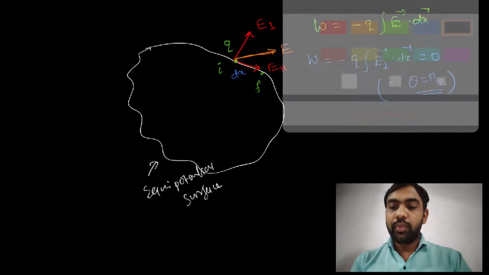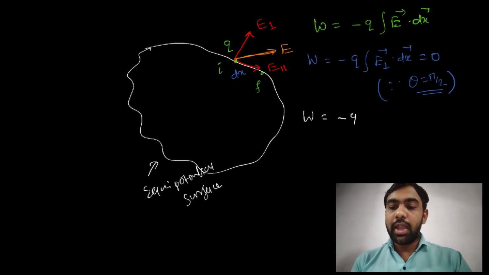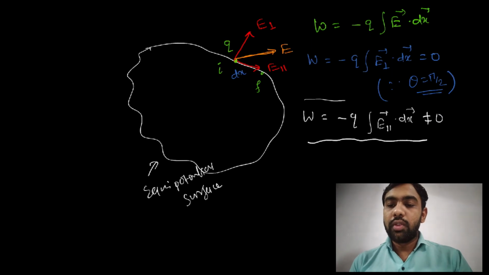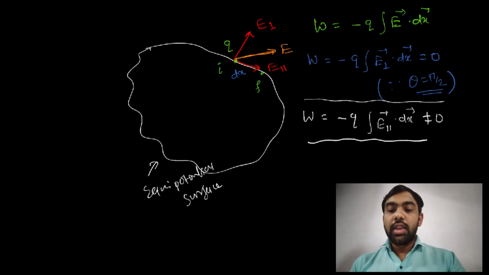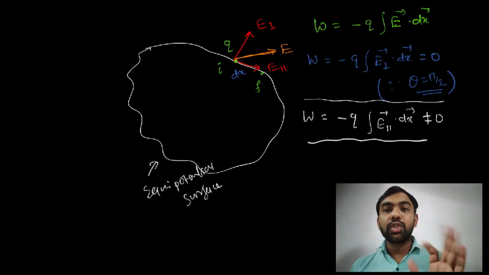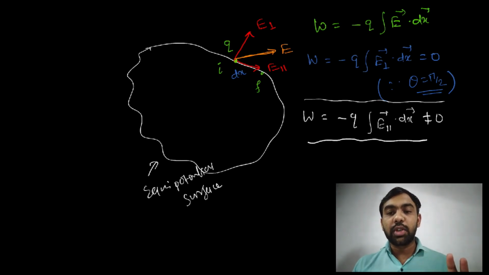And the second work done, due to the parallel component, is minus Q integration E parallel dot dx, which does not equal 0. If you consider these two situations, then the net work done is not zero when the electric field is not perpendicular. So this is the reason for the equipotential surface: the electric field is always perpendicular to the surface. Work done तो जीरो ही होना चाहिए, as we studied in a previous slide. वर्क डन कैसा होना चाहिए, जीरो. अगर परपेंडिकुलर इलेक्ट्रिक फील्ड नहीं होगा तो वर्क डन जीरो नहीं रहेगा.